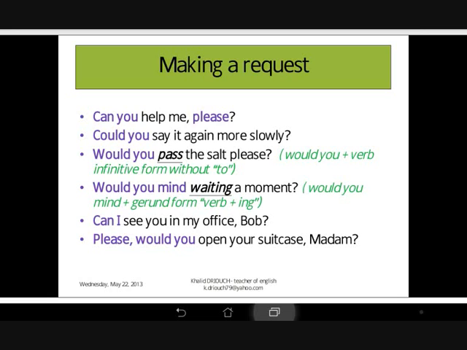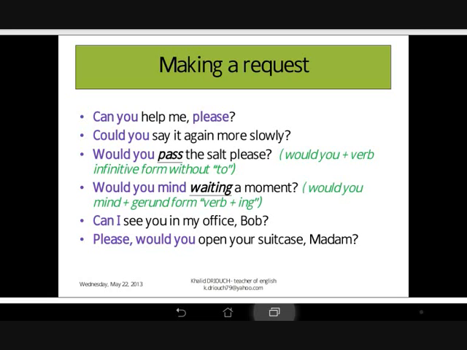Would you mind waiting a moment? And you may see the difference between using the expression would you and would you mind. Would you is always followed with a verb in infinitive form without to. Would you pass? Would you mind, on the other hand, is followed with a verb in a gerund form.